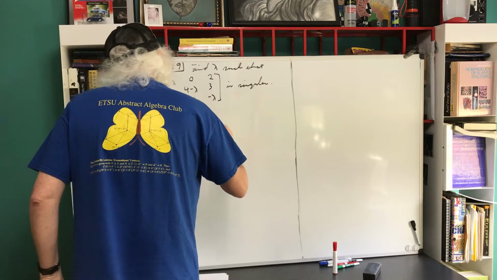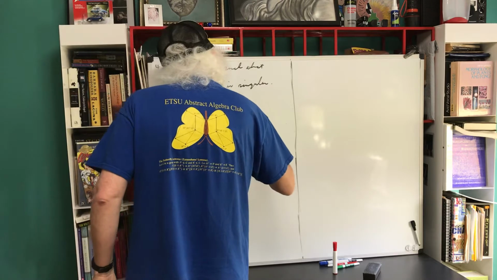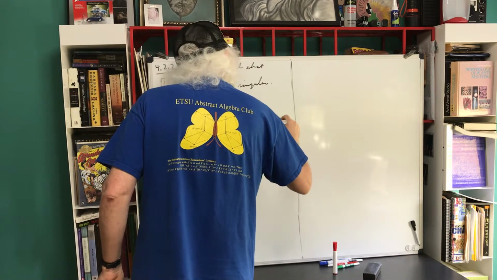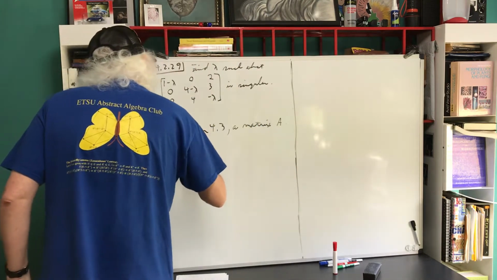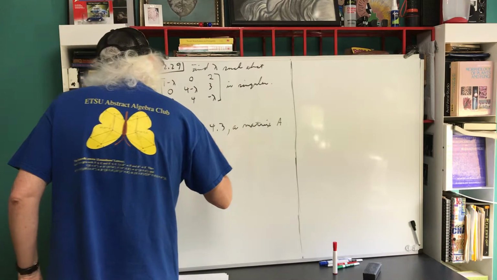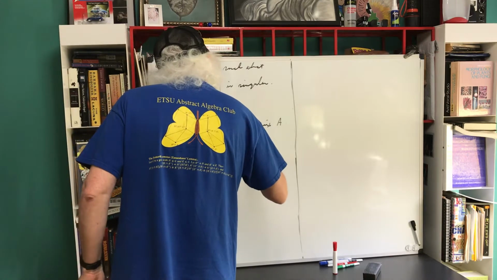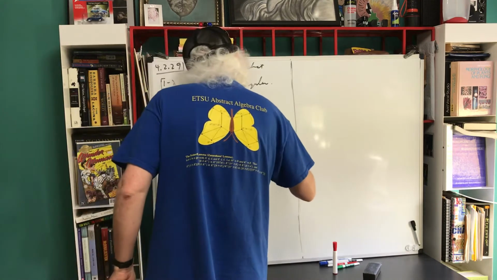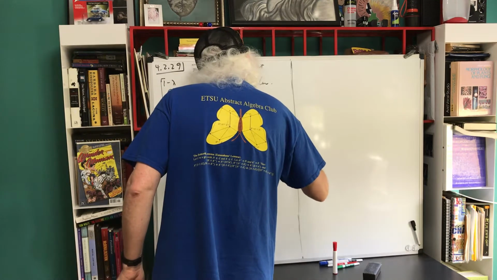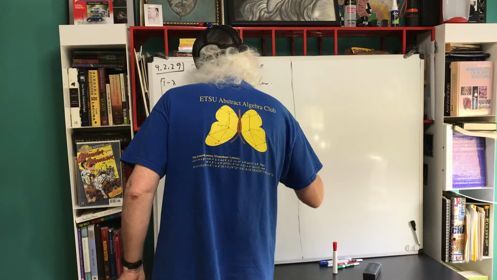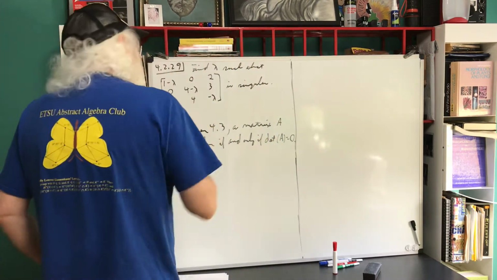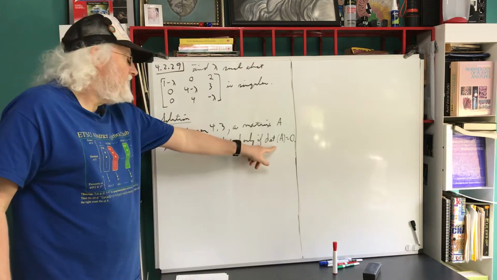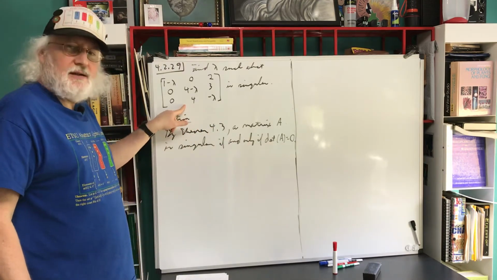By theorem 4.3, a matrix A, say, is singular if and only if its determinant of A equals 0. So here's the plan. Let's find the determinant of this matrix, set it equal to 0, and see what that implies about lambda.